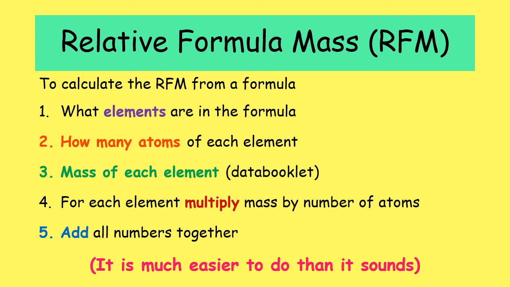Now, to calculate the relative formula mass, there are 5 steps. The first one is to work out which elements are in the formula, then to work out how many of each element there are. Then you need to look up the relative atomic mass of each element, and that's page 7 of the data booklet. Multiply each element by the mass of atoms, and then add everything together. That might sound complicated written in words, but when you see it done out in steps, you'll see that it's a lot easier to do than it sounds.